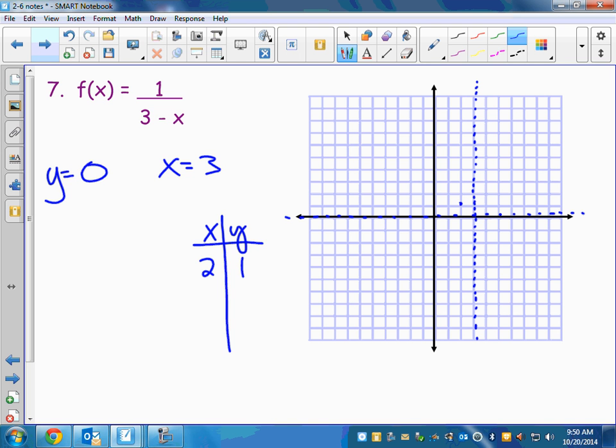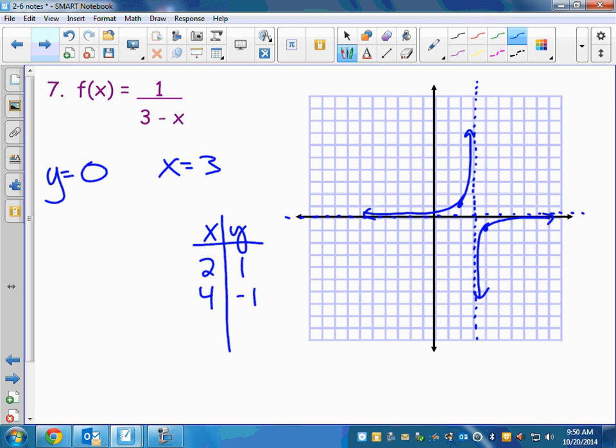I get 1, which means I don't have to pick any more points on that side because I know this side goes up and this side goes down. What else should I pick? On the other side, 4. If I plug 4 in there, what do I get? Done with that problem. So they're not all terrible.